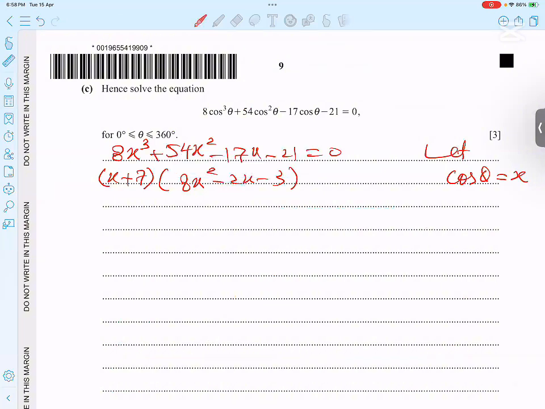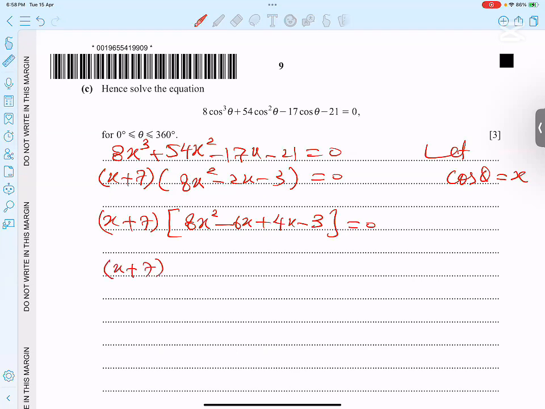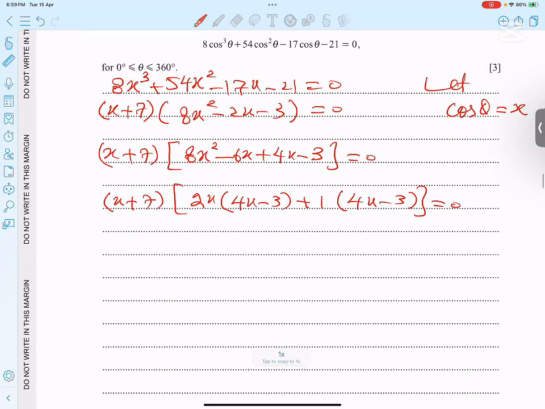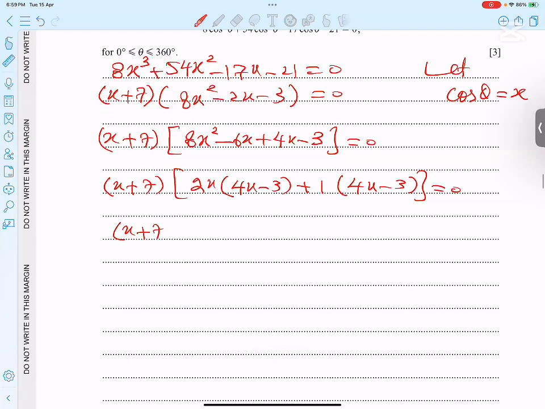Okay, now what to do? So the game is not finished. We have to factorize. 8 threes are 24 and 6 fours are 24. So I can say x plus 7. And from here, I got a 2x common, 4x minus 3 left, plus 1 and 4x minus 3 left. And I can say x plus 7. I'm saving the time, just writing in one step.